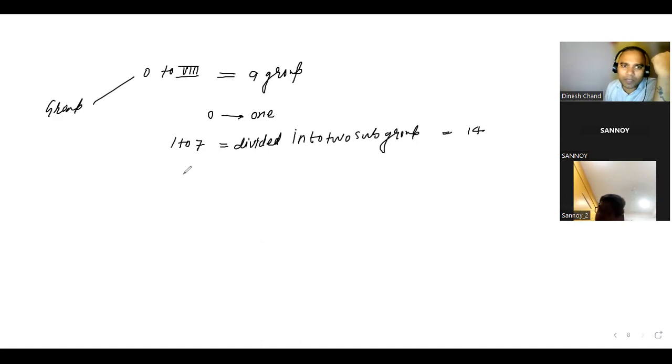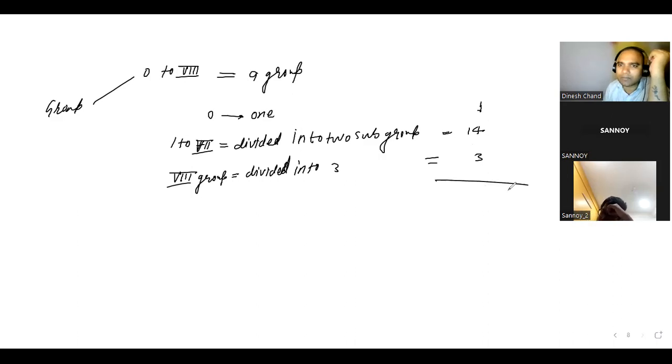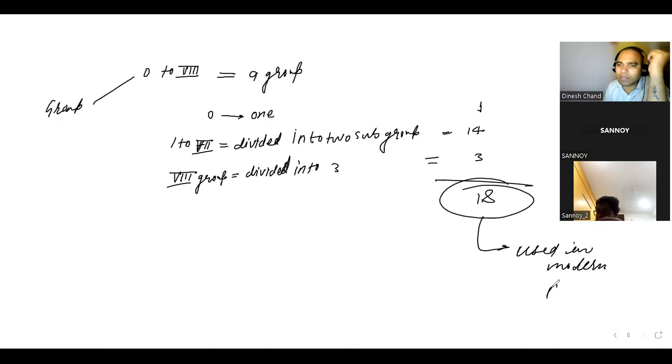Now the 8th group: how many parts is it divided into? Can you tell me any idea? The 8th group is divided into 3. So in total, if you talk about groups and subgroups, it is going to be 18. This is used in the modern periodic table.